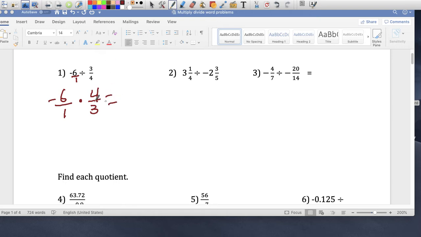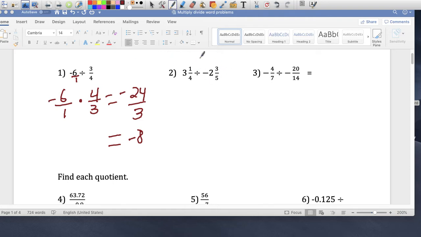Very easy to multiply now, right? Negative times a positive is a negative. 6 times 4 is 24, and 1 times 3 at the bottom is just 3. So it's negative 24 over 3, and we can simplify. 24 divided by 3 is just 8, or negative 8 at the end. I could have simplified before I multiplied, but I completely forgot.